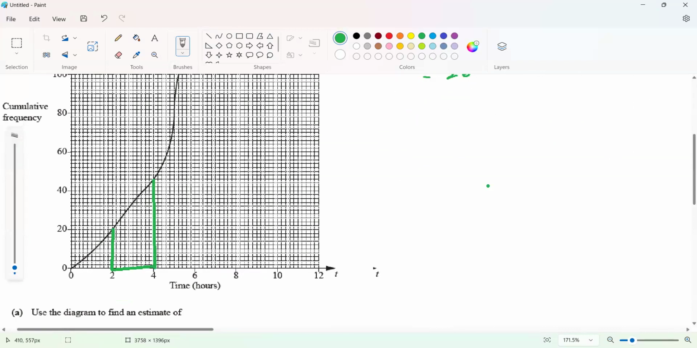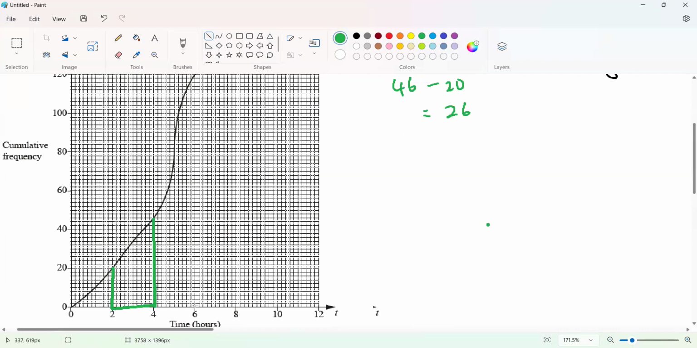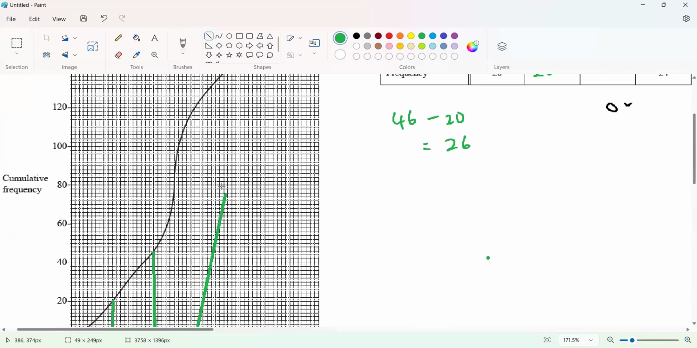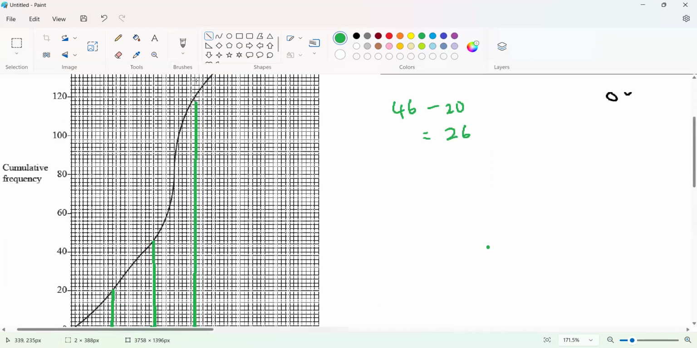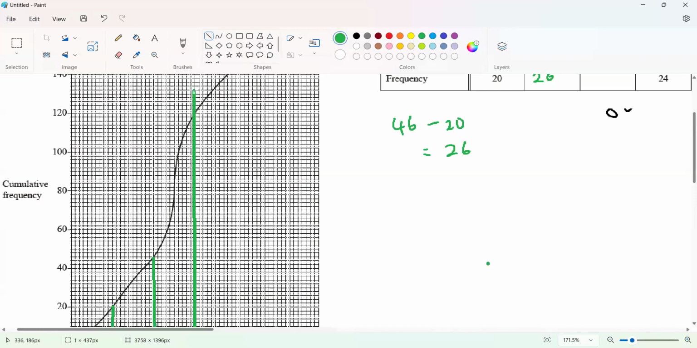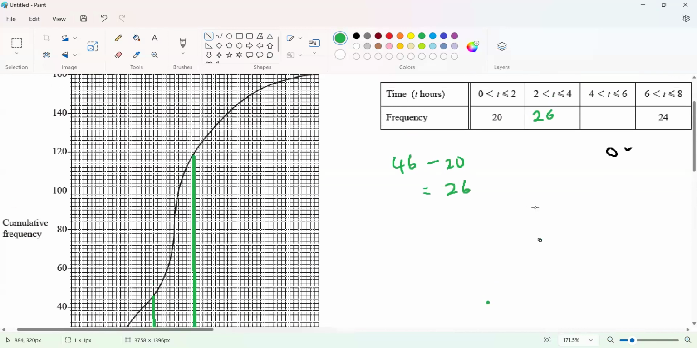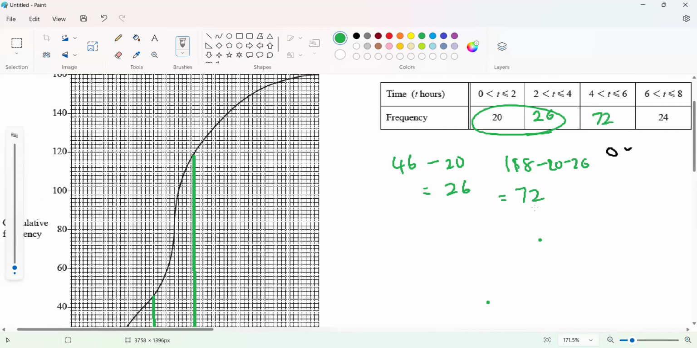And then from here, for 4 to 6, you're going to draw again higher up. So 4 to 6 goes all the way up here. So that's about 118. So it's 118. So we will take 118 minus 20 minus 26. Because we have to erase the previous two frequencies here. So 118 minus 20 minus 26 would be 72. So that's 72. So that's our table filled up.